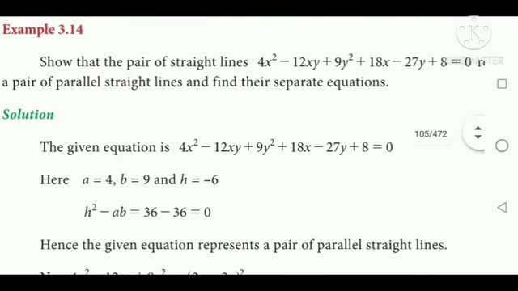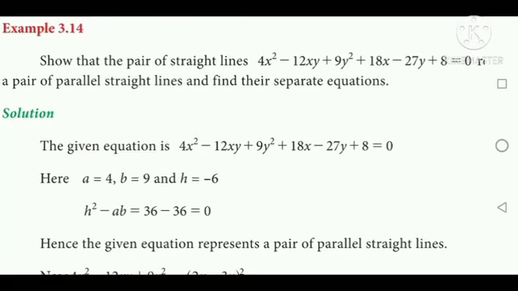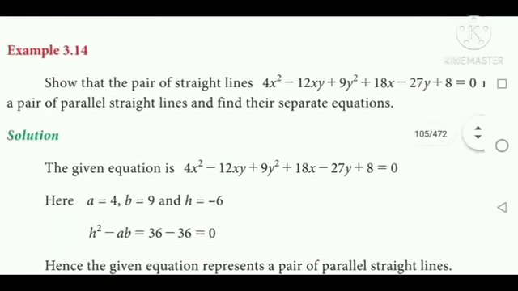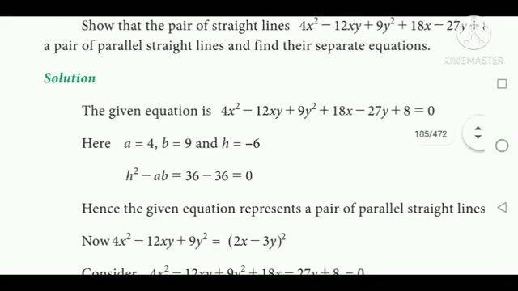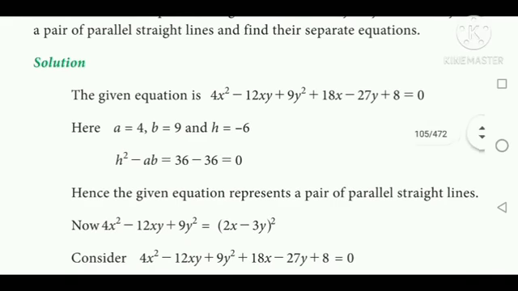Exercise 3.14. Show that the equation represents a pair of parallel straight lines, and find their separate equations. Already I said, if it is parallel, h square minus ab equal to 0. Therefore, by using the equation 4x square minus 12xy plus 9y square plus 18x minus 27y plus 8 equal to 0, find the value of a equal to 4, that is x.